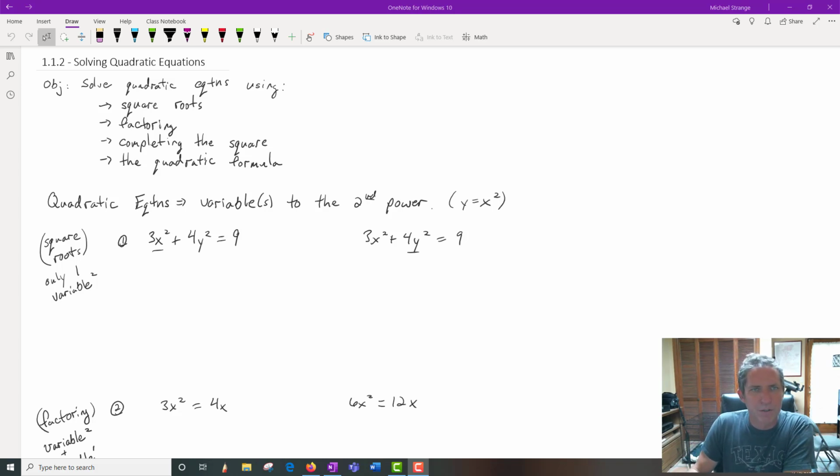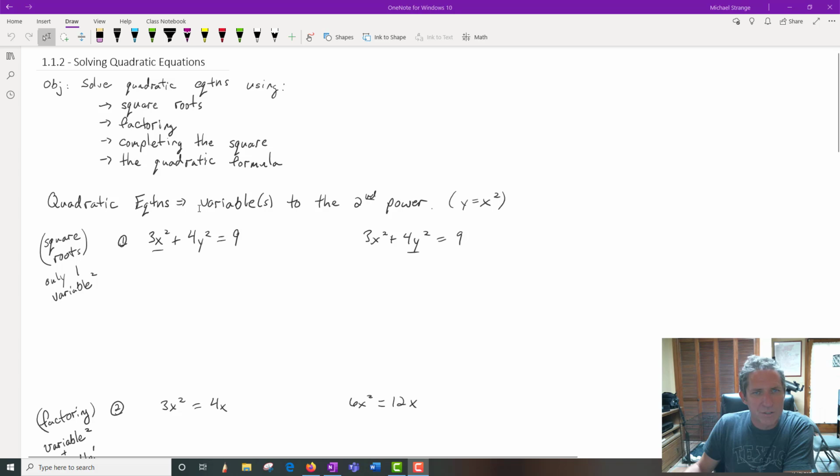Okay, so in this video we're going to go over solving quadratic equations. Last time we looked at linear, and so now we're just moving to equations to the second power. There are four different methods that we'll use: square roots, factoring, completing the square, and the quadratic formula. So there are four of these that you need to be familiar with.